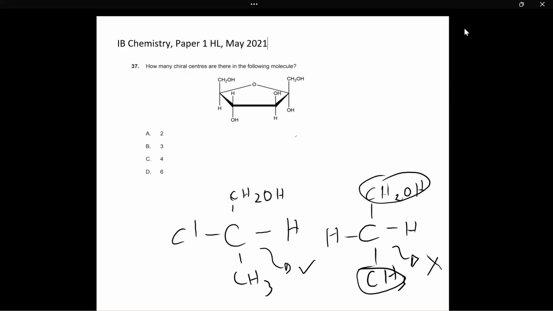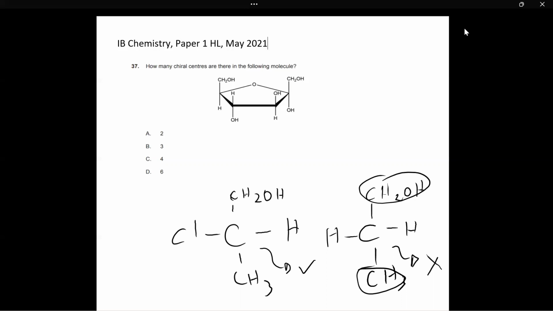So now let's get on with the question. This question is asking us, how many chiral centers are there in the following molecule? Now, a complicated molecule as such, this is a sugar, it can have more than one chiral center. And it is easy to identify chiral centers when we draw them out like this, but it is difficult when the molecule is in this shape.